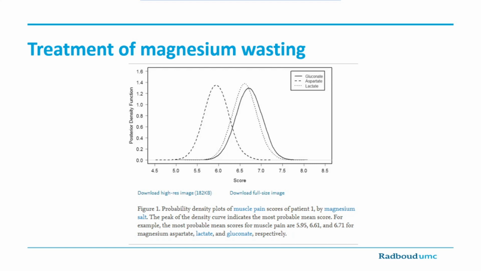And there's a lack of randomized controlled trials comparing different magnesium salts because there are simply too few patients to run a trial. So Anneke Berg tried a different solution to this paucity of evidence: to use an N of 1 study. The figure shows the distribution of muscle pain scores for a single patient who tried 3 different magnesium salts. From the distributions you can clearly see that the magnesium aspartate salt, indicated by the long dashed line, was most effective in reducing muscle pain in this patient.